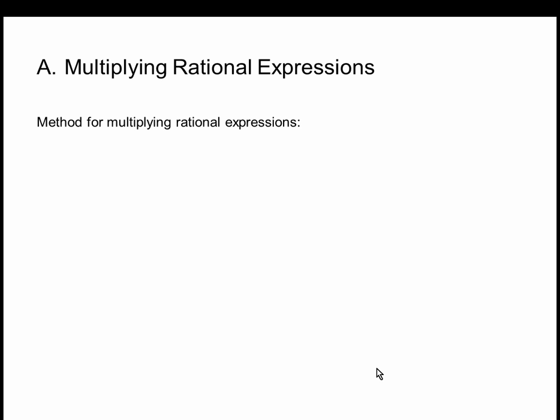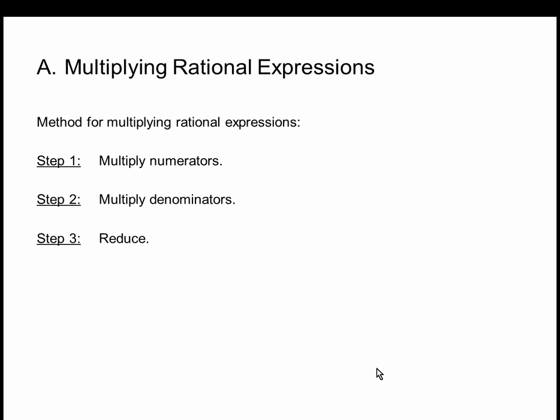The method for multiplying rational expressions. Step 1, multiply the numerators. Step 2, multiply the denominators. Of course, those two steps can be reversed, or they can be done, quote, at the same time. And then step 3, reduce. Always reduce your fractions. Always, always, always reduce your fractions.